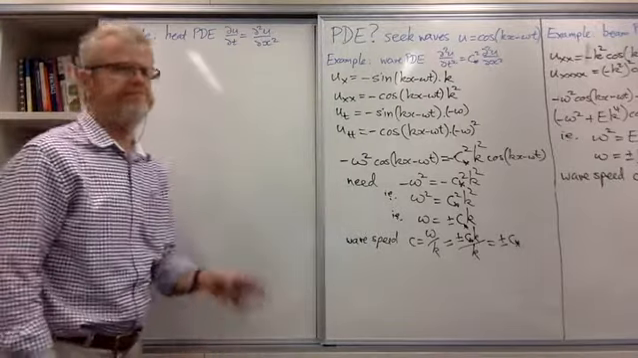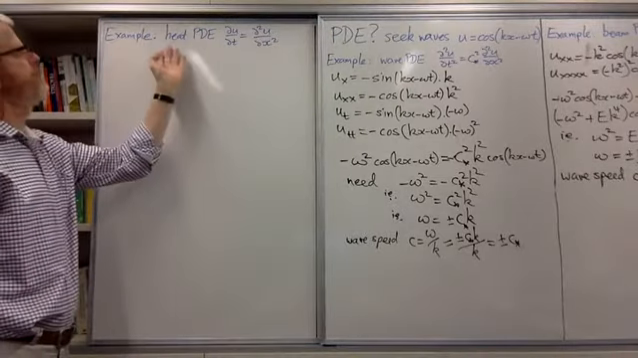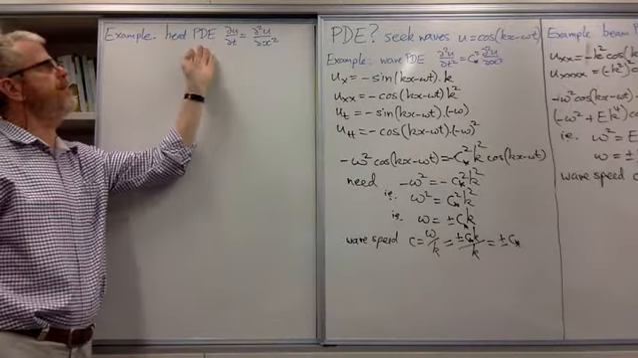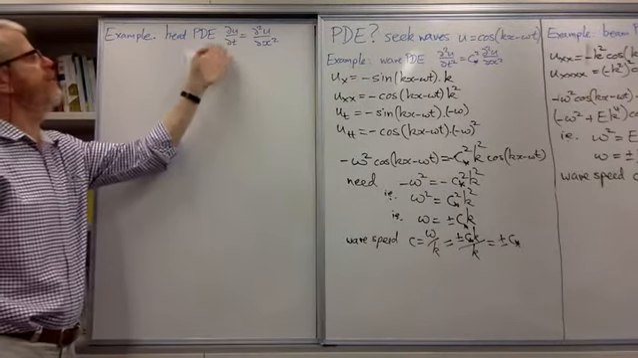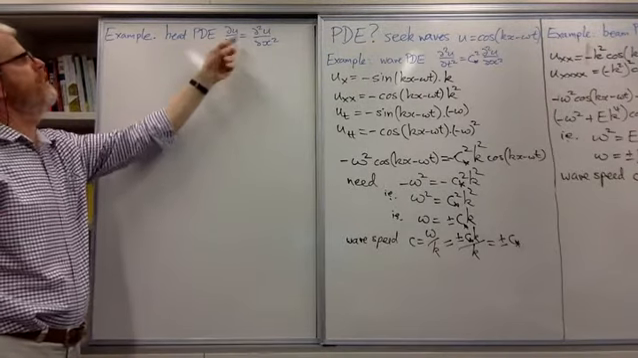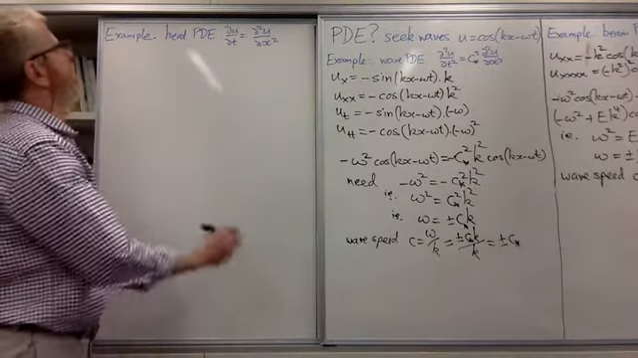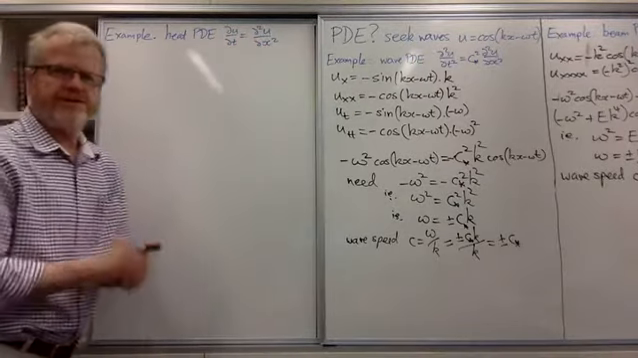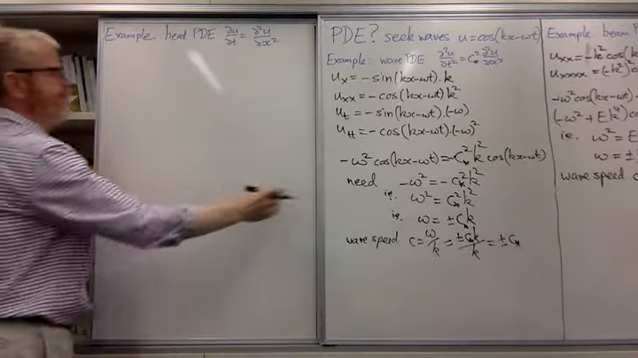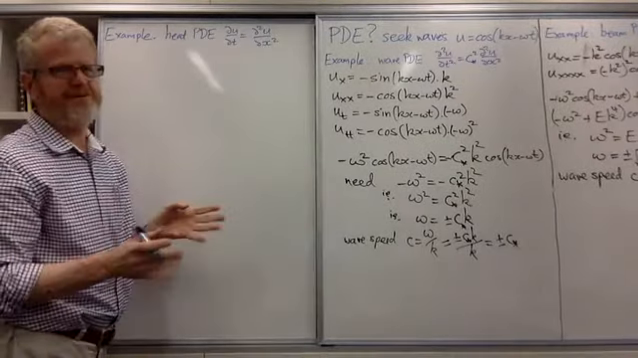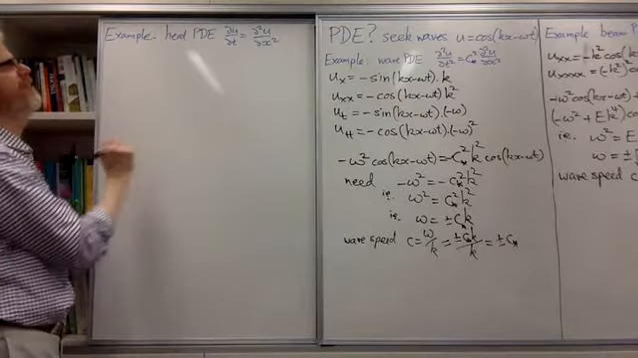What's the third example? Well, a third example is this heat partial differential equation that you probably have seen before. The u by dt is d squared u dx squared. Let's see if we can find some wave solutions for this. And it should be no surprise that we fail. Let's have a look how it fails.